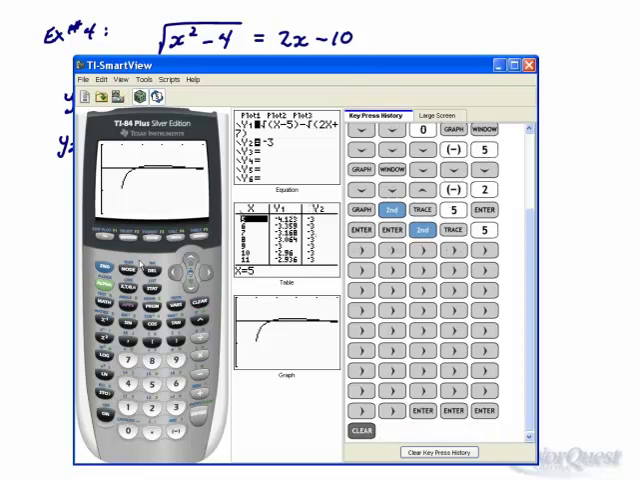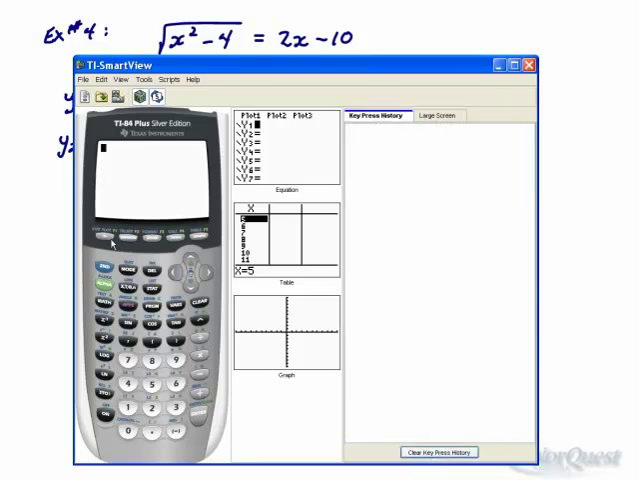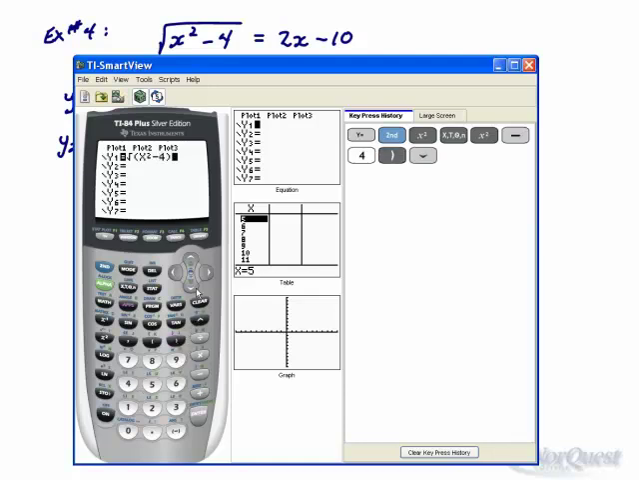So again, let's clear off the screen. Let's change our window settings back to our normal, so zoom 6. Let's clear our equations. And let's clear the key history. So I just start back from scratch. Equation 1, we're going to take the square root of x squared minus 4. Equation 2, we're going to enter in 2x minus 10.